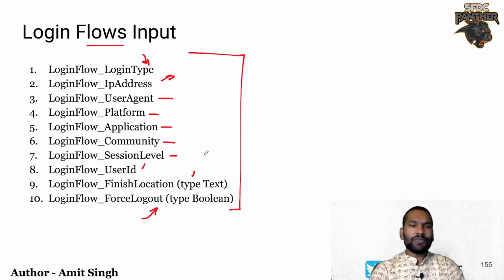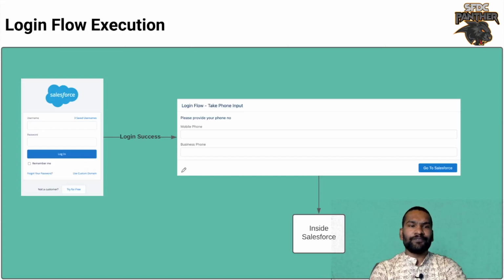videos. In this video we are going to talk about this login flow underscore user ID. This is the variable we are going to use in this particular video, and for the rest of the variables, I request you to go ahead and create them and print them inside a screen flow. I will show you how you can print. You can work with force logout, and you can work with finish location as well. Okay, now let's quickly see how it actually works.